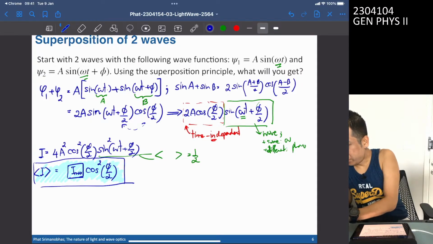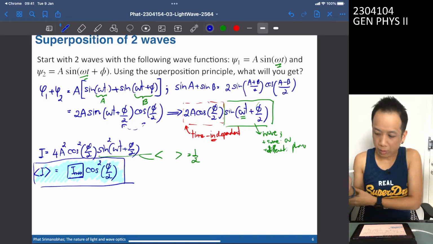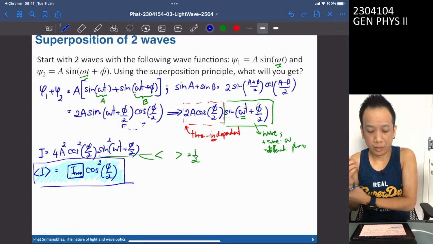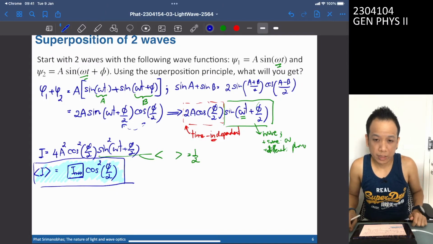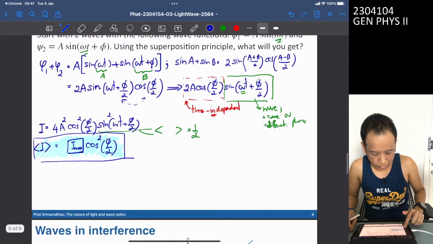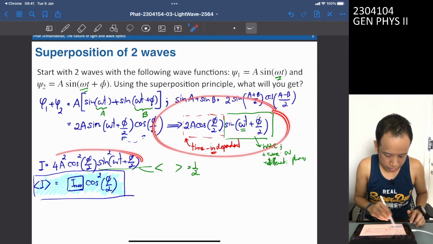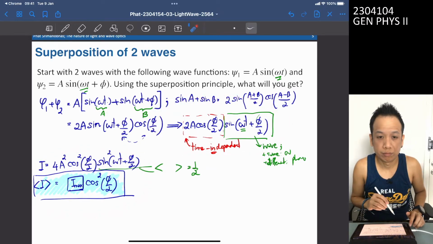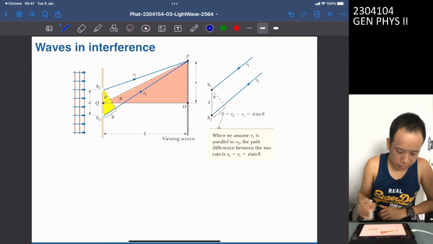Okay, so now you have the tools, so you can do the superposition of two waves. Now let's try to do it in the interference way, when you have two slits and you have the light traveling. We're going to use this, and later we're going to use the intensity for that. Okay, let's start with the wave interference.